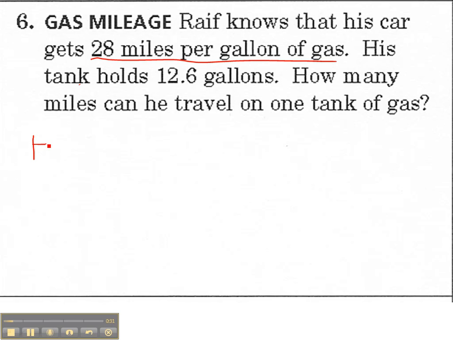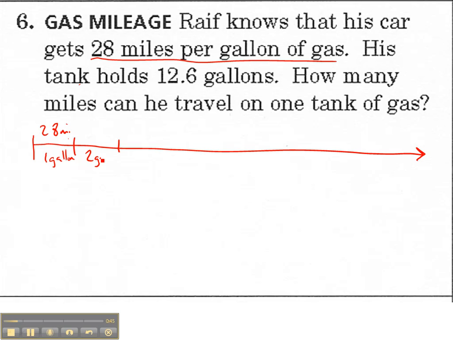So let's make a model here. If he has 1 gallon of gas, he can go 28 miles. If he has 2 gallons, he can go 28 more miles. If he puts 3 gallons in the tank, he can go 28 more miles. So it's 28 miles per gallon, so 28 times the number of gallons in the tank. But if he's going to fill it up, he'll have 12.6 gallons, so it will be 28 times 12.6.